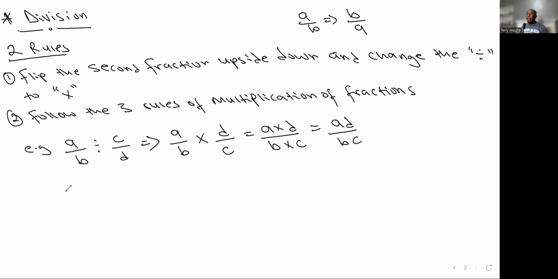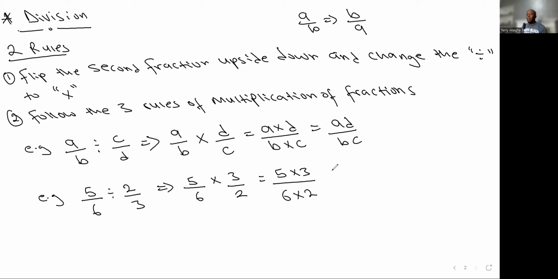So let's use the same example we had last time. Let's say we have 5 over 6 divided by 2 over 3. It becomes 5 over 6 multiplied by 3 over 2. That gives us 5 times 3 divided by 6 times 2, which is 15 over 12. Like I said, you can still break this down. It's the same as 3 times 5 over 3 times 4. The 3s cancel, and we have 5 over 4. So the answer is 5 over 4.